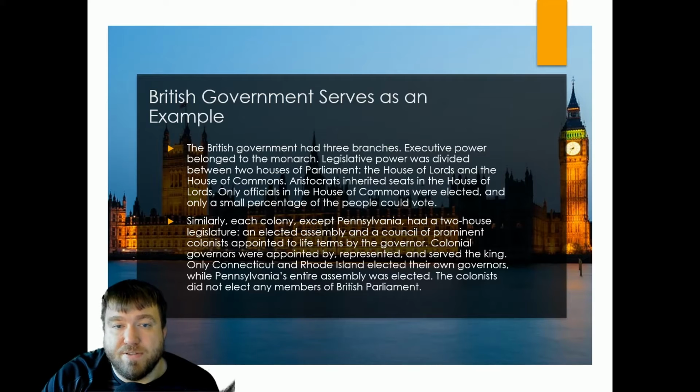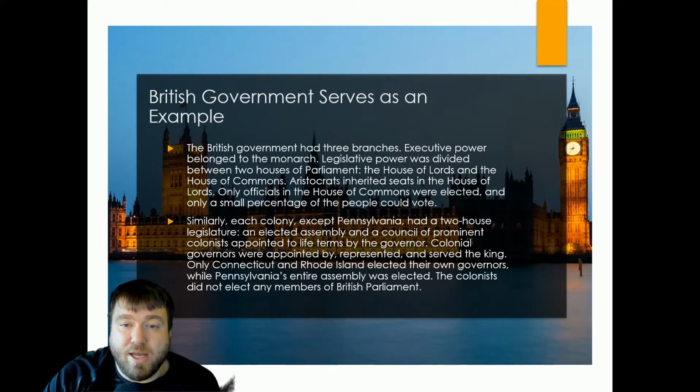British government serves as an example. The British government had 3 branches. Executive power belonged to the monarch. Legislative power was divided between 2 houses of parliament, the House of Lords and the House of Commons. Aristocrats inherited seats in the House of Lords. Only officials in the House of Commons were elected, and only a small percentage of the people could vote.